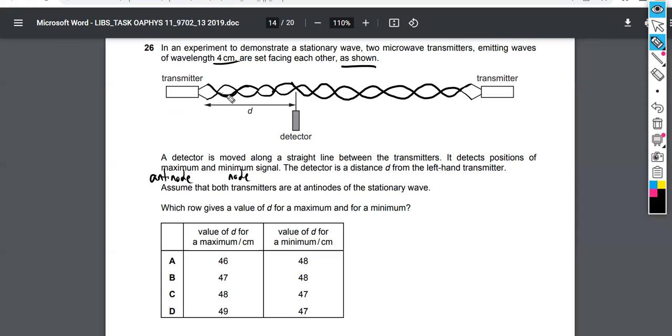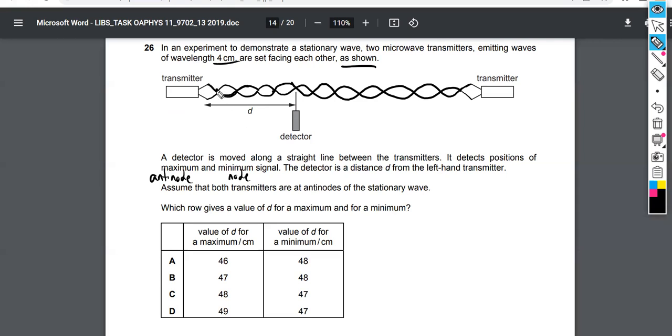Another centimeter brings us to another antinode. If I want another centimeter over, I'm back to a node. So basically every centimeter, we're alternating antinode, node, antinode, node, antinode, and so on, and the pattern continues. So I can reason that 0 centimeters away is an antinode, because it tells me at the transmitter there is an antinode.